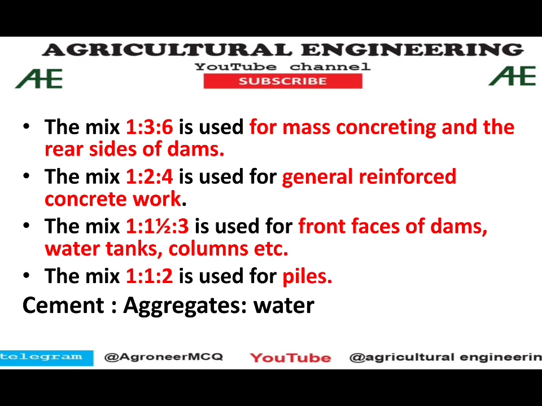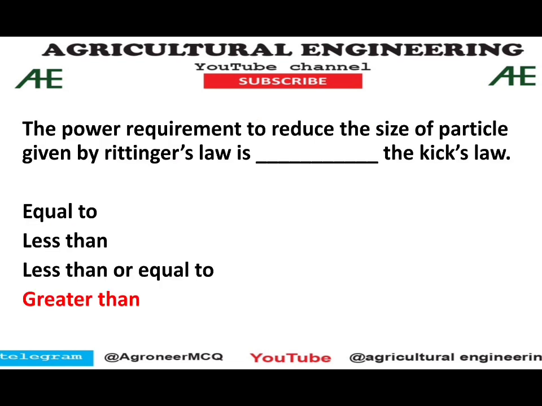The mix 1:1.5:3 is used for front faces of dams, water tanks, columns, etc. The mix 1:1:2 is used for piles.